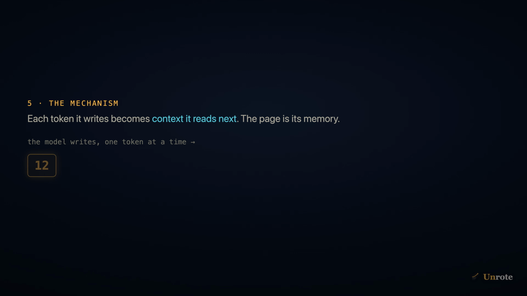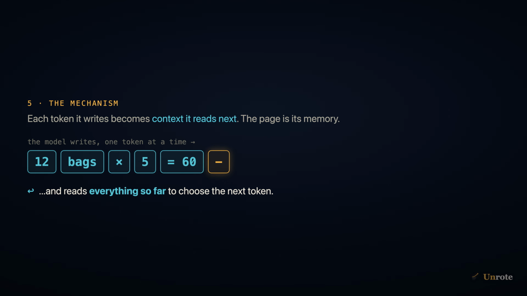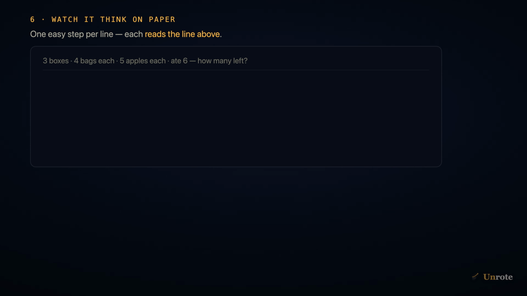Here's the mechanism. A model writes one token at a time, and this is the key. Every token it writes becomes part of what it reads to choose the next one. So when it writes 12 bags, that 12 is now sitting in front of it, ready to be used. The page becomes its memory. Now, watch it run on our problem.